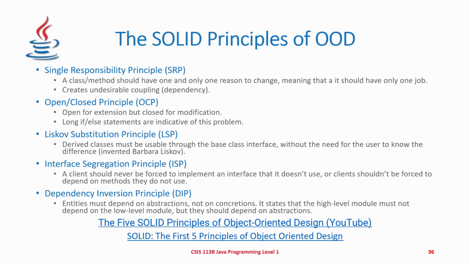And then the open-closed principle basically states that the class or the method needs to be open for extension but closed for modification. Technically speaking, you want to try and write code that doesn't need to be modified down the road, because again, that's going to cause problems when people start using your code.